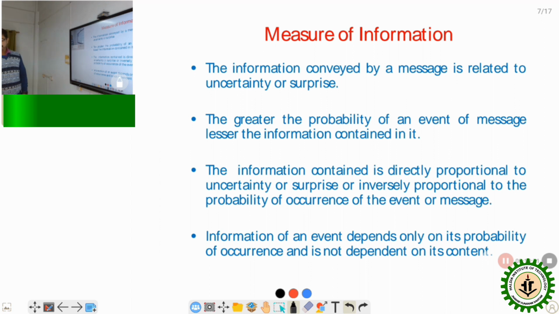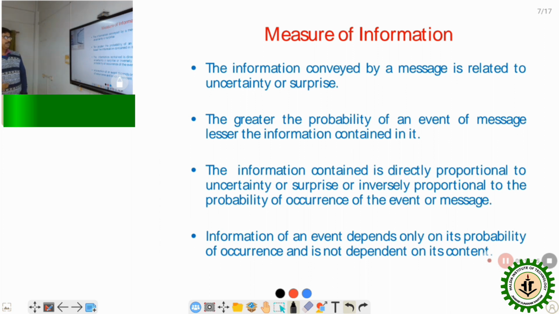So it is never possible for the sun to rise in any direction except the east. So in that case, the sun is rising in the east, so the probability information will be 0 here. So the information content is directly proportional to the uncertainty or the surprise, or inversely proportional to the probability of occurrence of the event or message.